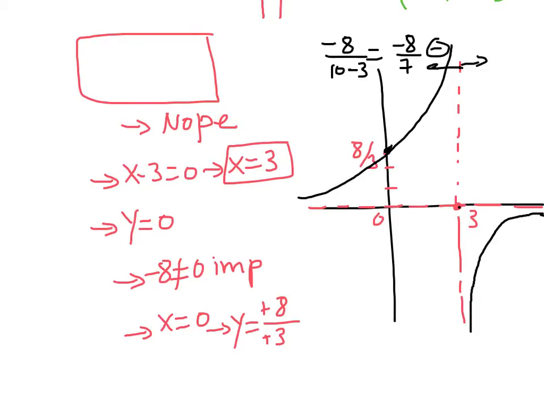Finally, I need you to state the domain and the range. The domain will be excluding the vertical asymptote, which is 3, and all the way 3 to positive infinity. The range, you exclude 0, so -infinity to 0, and then 0 to positive infinity.